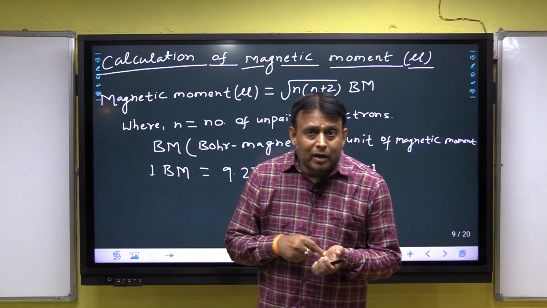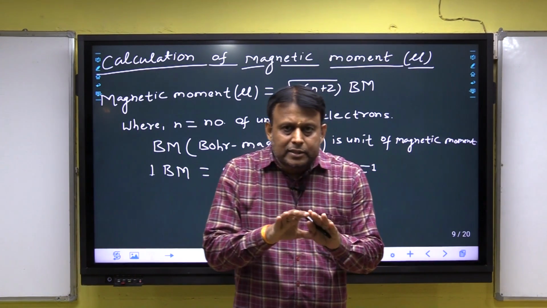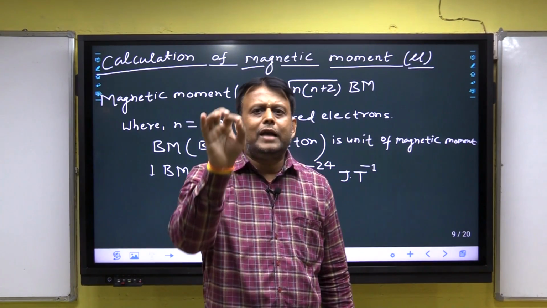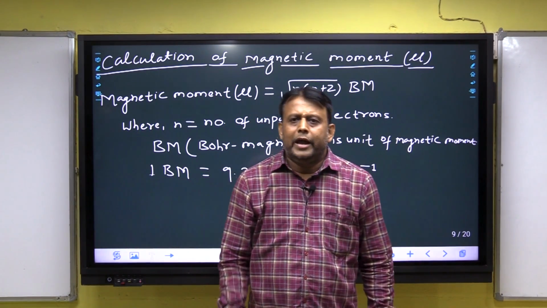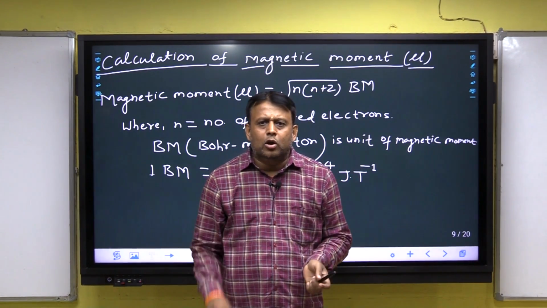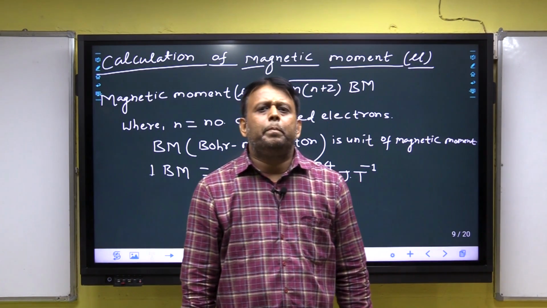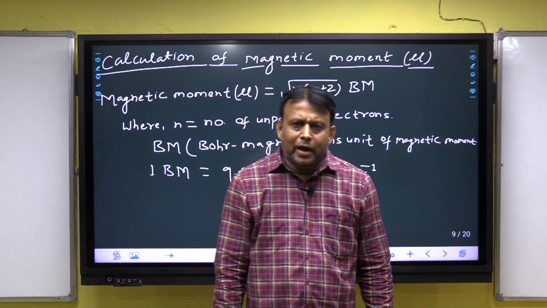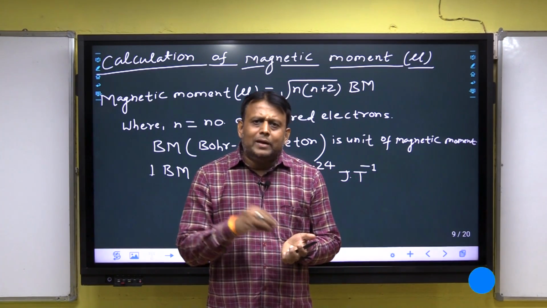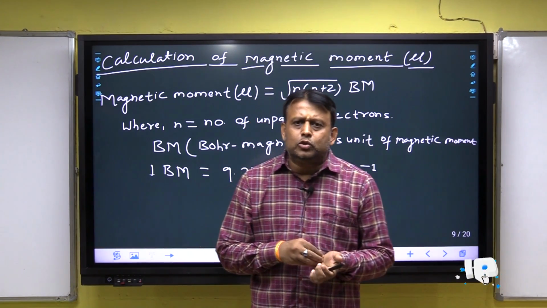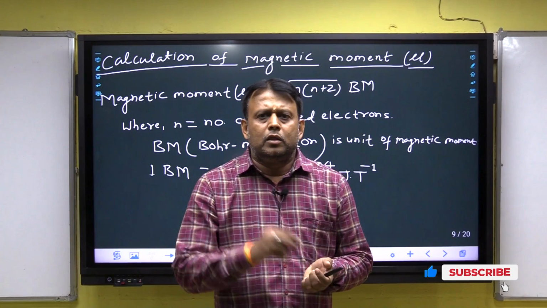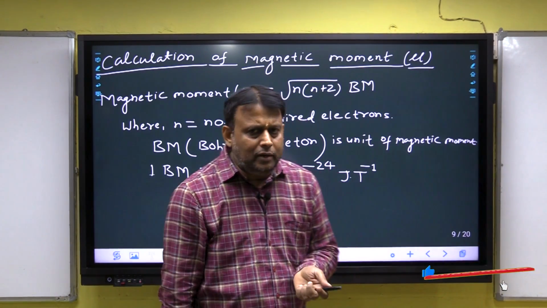When all electrons in an atom are paired, it is called diamagnetic. And when an atom or ion contains one or more unpaired electrons, it is called paramagnetic. The nature of diamagnetic and paramagnetic species can also be determined from the value of magnetic moment.